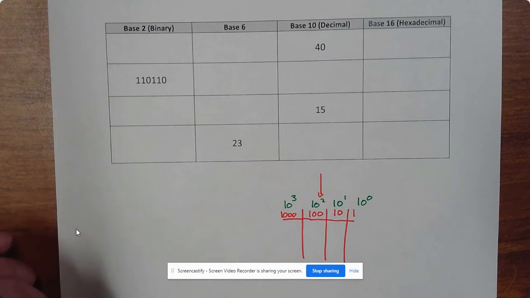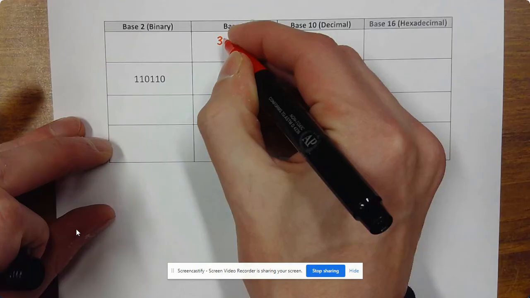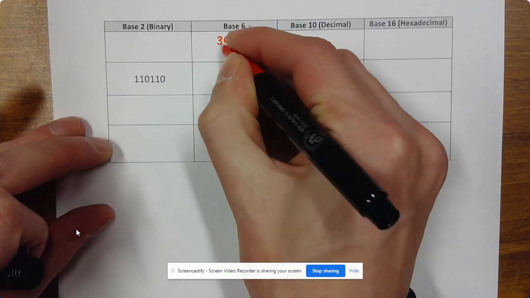So let's try base 6 first. Base 6 you might not be familiar with. It's not binary, it's not hexadecimal. In base 6, our place value columns, instead of being powers of 10, are going to be powers of 6. So I still always am going to have a ones column. That would be 6 to the power of 0. And I'm going to have 6 to the power of 1, 6 to the power of 2, and I could continue on.